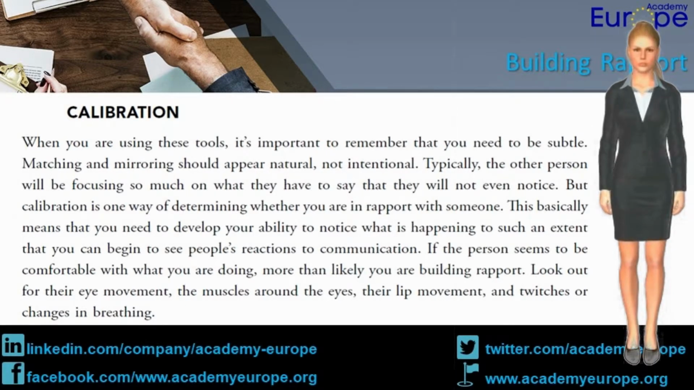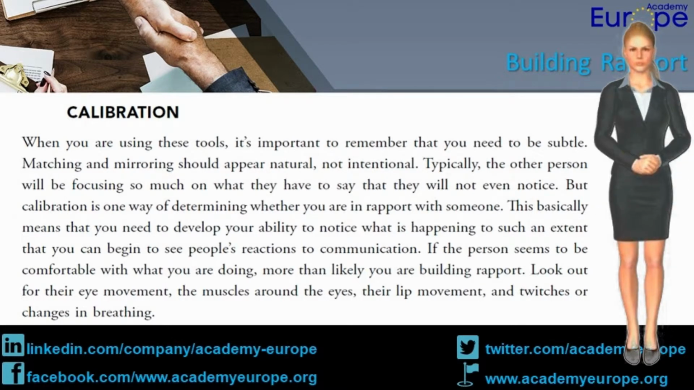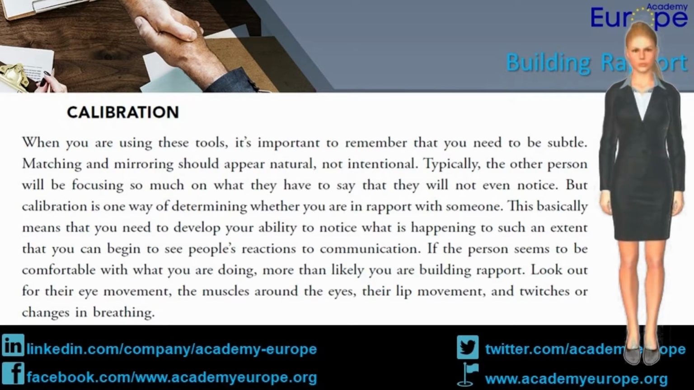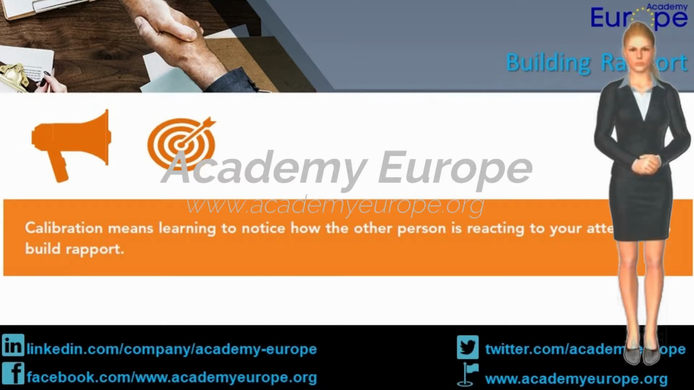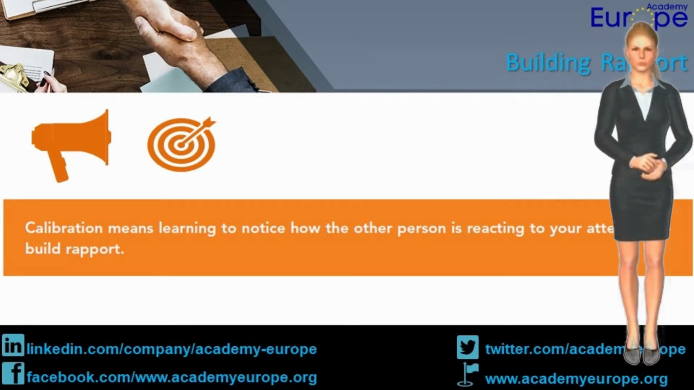This basically means that you need to develop your ability to notice what is happening to such an extent that you can begin to see people's reactions to communication. If the person seems to be comfortable with what you are doing, more than likely you are building rapport. Look out for their eye movement, the muscles around the eyes, their lip movement, and twitches or changes in breathing. Calibration means learning to see how the other person is reacting to your attempts to build rapport.